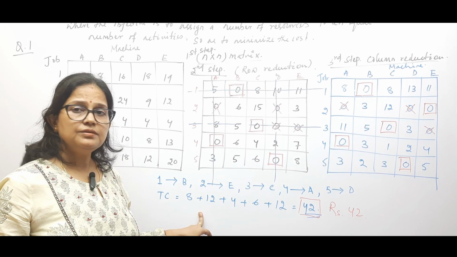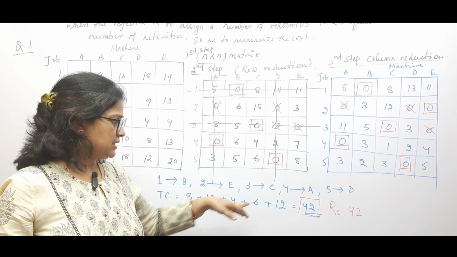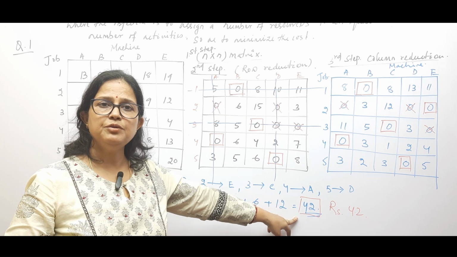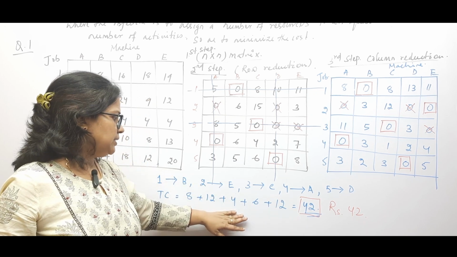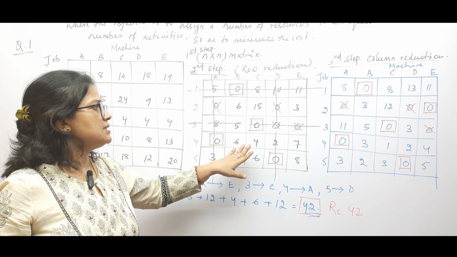Okay. Now we got our result, 42. This is the minimum cost for this assignment problem. So here we have done this assignment problem.